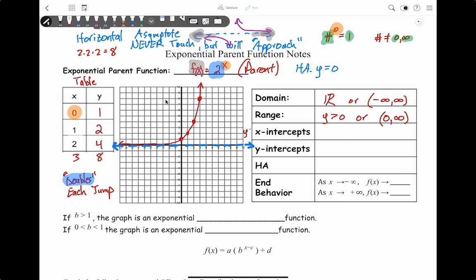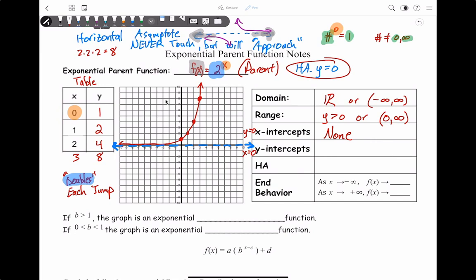All right, so x-intercepts. X-intercepts are when y is equal to 0. In this one, it never touches because the horizontal asymptote is y equals 0. So we're going to say no x-intercepts, or none. And y-intercepts are when x is equal to 0, what's the y value? If I go to the graph, my y value is going to be 1.